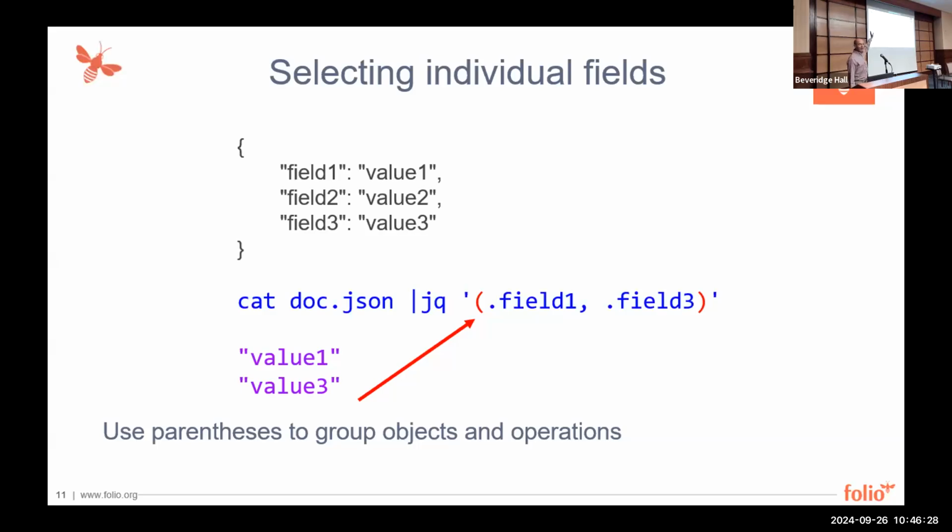So at the top, I have a short JSON document, and I'm just taking two values. You have a dot in front of the field, and what it does is it outputs that. And I know you're going to be saying, so what?